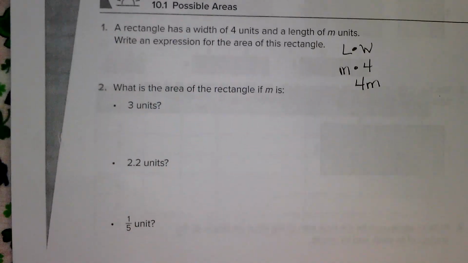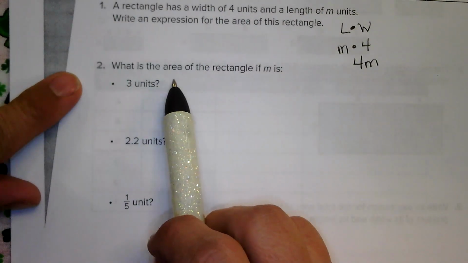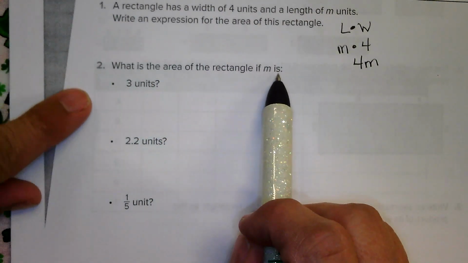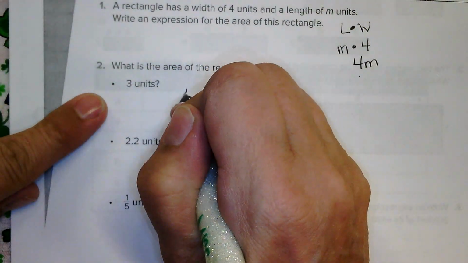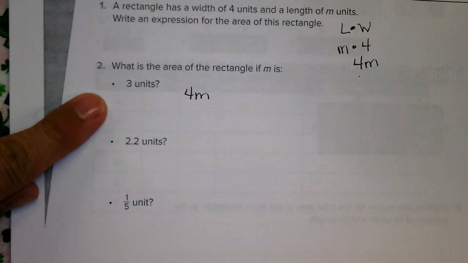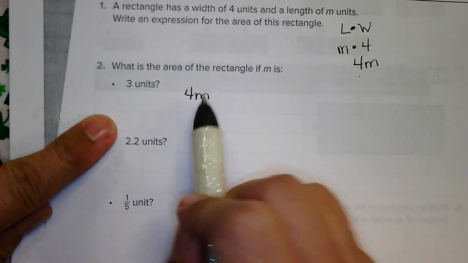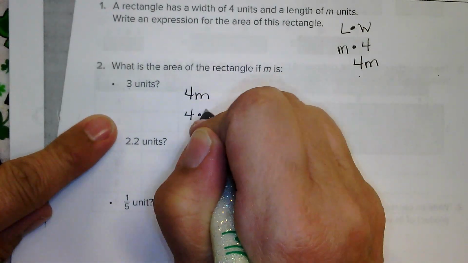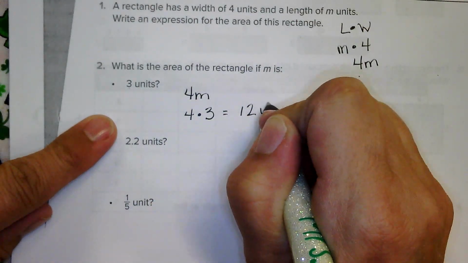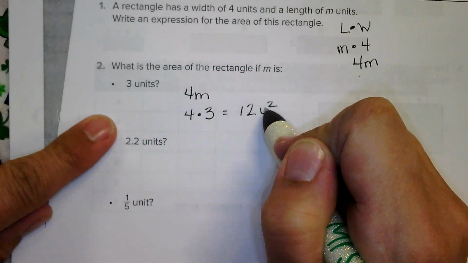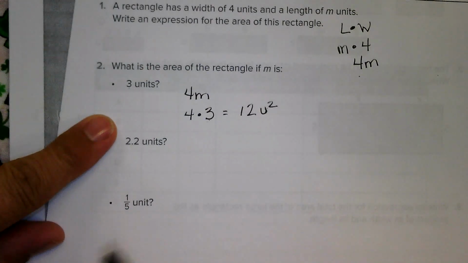Okay, down here on number 2, it asks, what is the area of the rectangle if m is 3 units? So I'm taking my formula for m and I am replacing the m with the 3. So I end up with 4 times 3, and that equals 12 units squared. Remember, this becomes squared units. We have two things that we're multiplying.